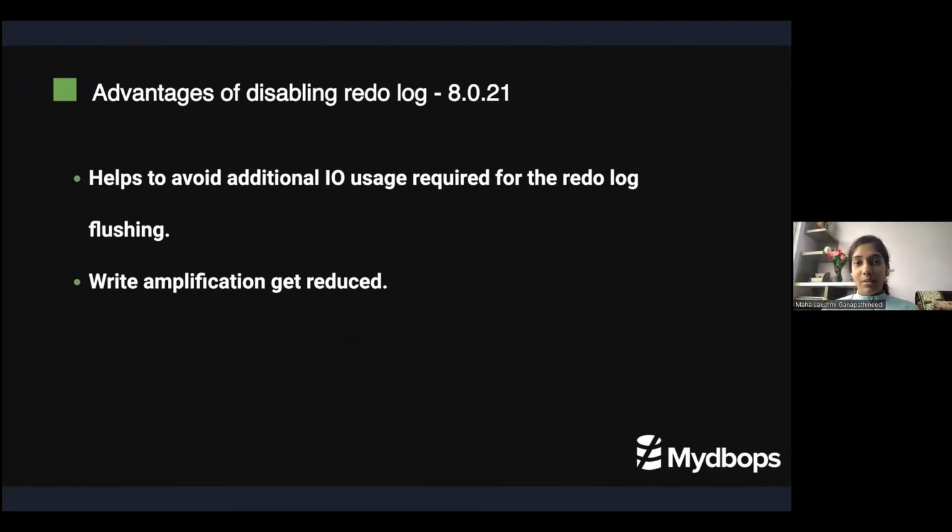What are the advantages? It avoids additional IO usage. Redo logs are IO intensive. So when you have a database with heavy IOPS and heavy writes, to save the IOPS you can disable the redo logs and use those writes elsewhere. And so write amplification gets reduced.